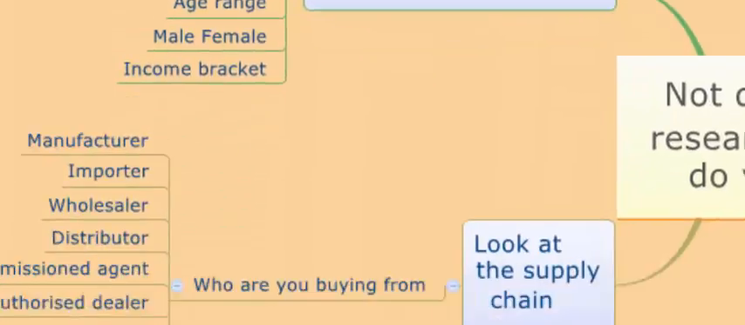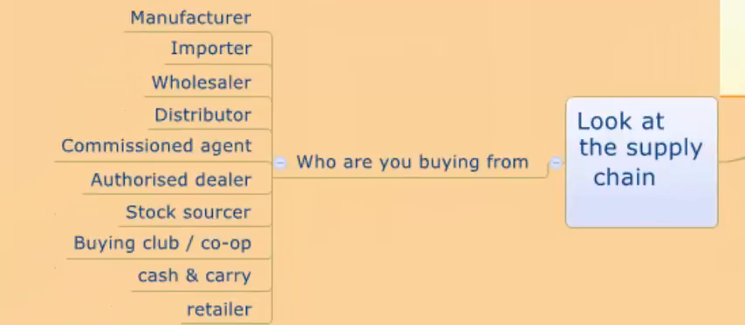And then of course the other thing you need to do is have a quick look at things like the supply chain. And again, with all of these topics, we're going into them in greater detail later on, but let's just do the overview so you've got it now. The supply chain. Are you buying directly from the manufacturer, the cheapest part? Or are you buying them from an importer, a wholesaler, a distributor, a commissioned agent, an authorised dealer, a stock sourcer, a buying club, a co-op, cash and carry, or a retailer? Wherever you're buying these products from, the further you are away from the manufacturer, the more you are going to pay, which means the higher price you've got to put on the product when you're selling it out to your customers.